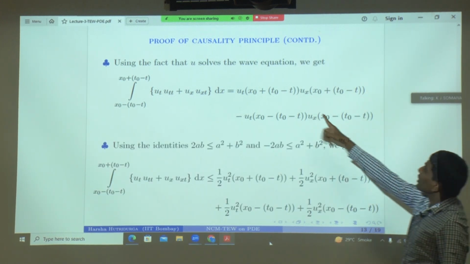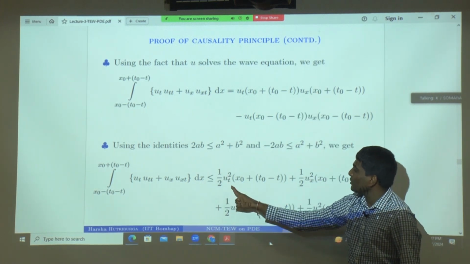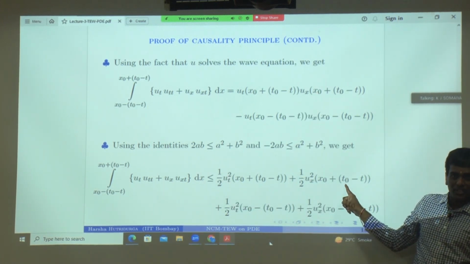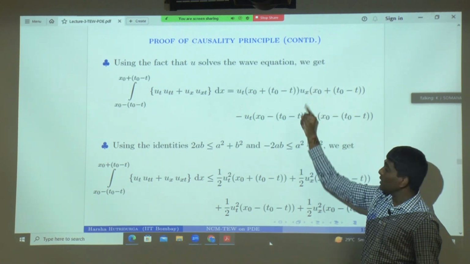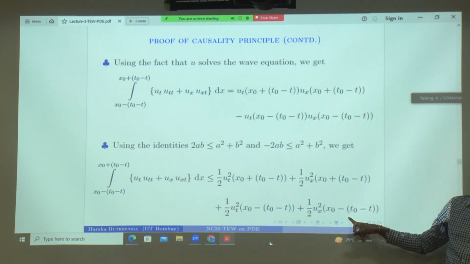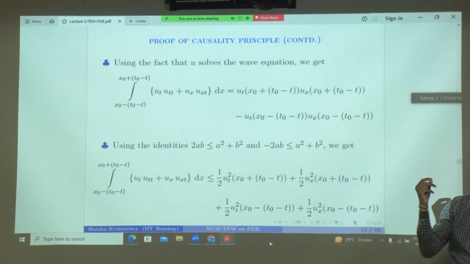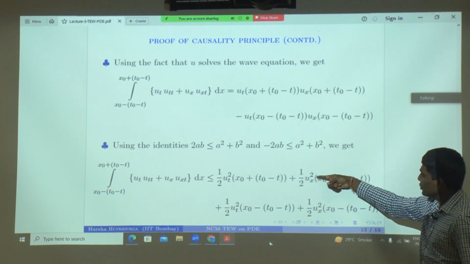And then you have got the product now. A times b, I can write 1/2 of a square plus b square. That's what I have done for this product. And for this product, I have again used the same identity. I get this. Okay. AB is bounded from above by a square plus b square upon 2, and minus AB is also bounded by a square plus b square upon 2. So using those two things.